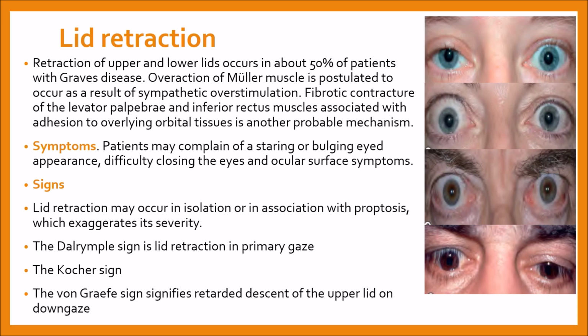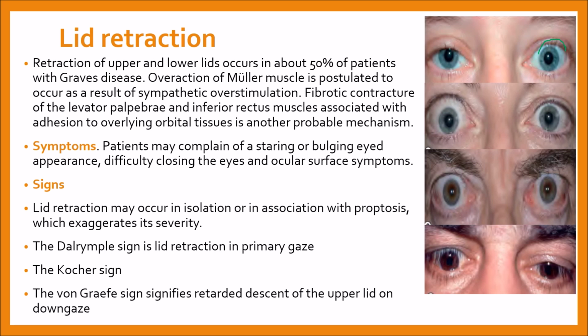Now, symptoms are patients may complain of a staring or a bulging eyed appearance, difficulty closing the eyes, and ocular surface symptoms. Signs include the upper lid margin normally rests 2 millimeter below the limbus, as it is shown in the figure in the right eye. Now this is the normal presentation, but this is not happening in this eye.